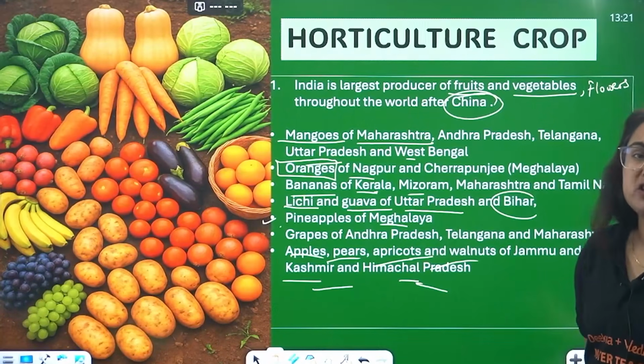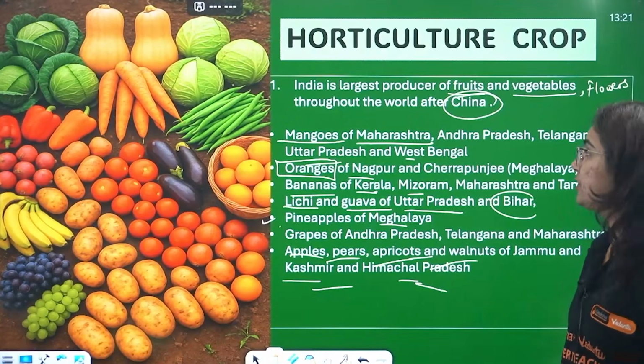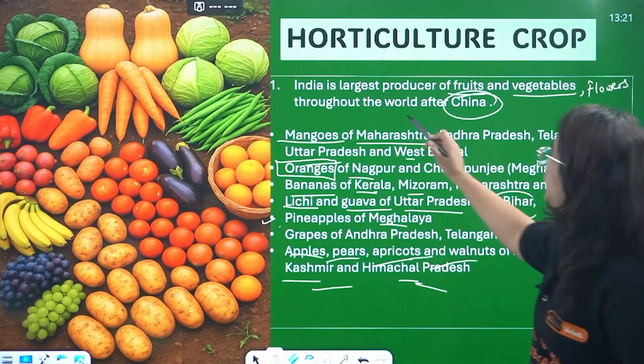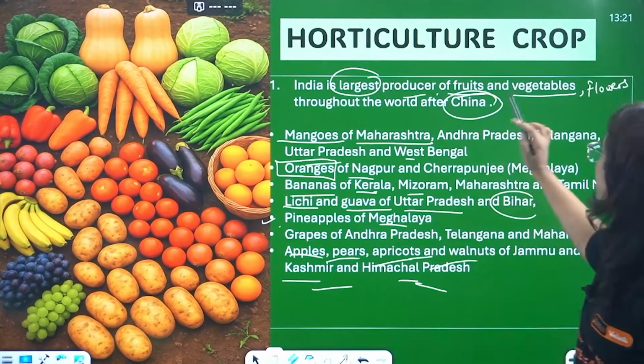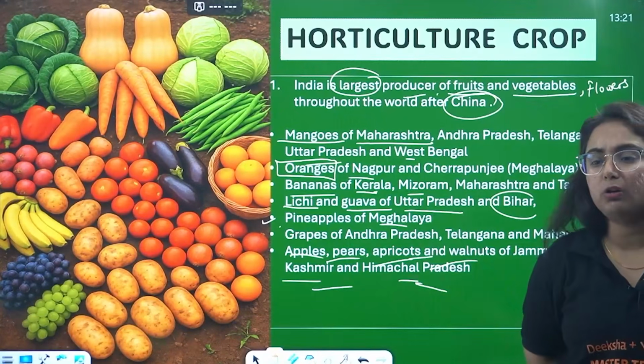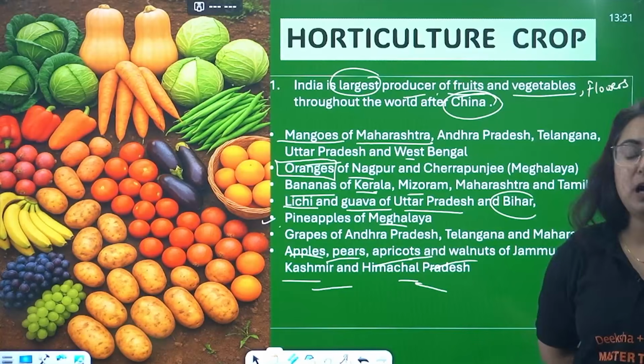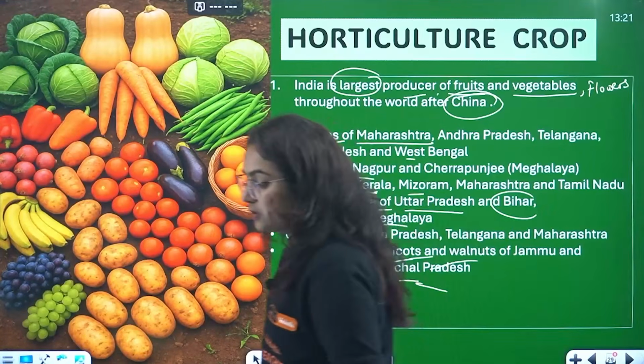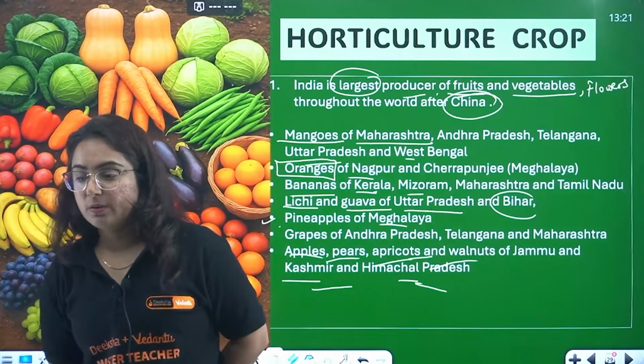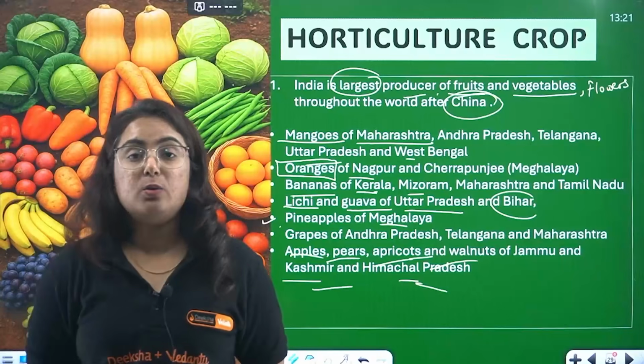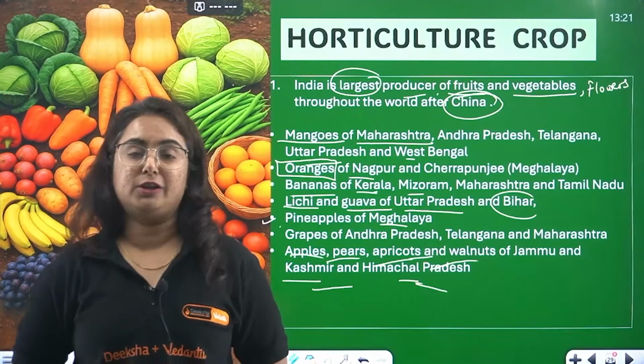One feature that we should never forget about horticulture crops is that India is the largest producer of fruits and vegetables throughout the world after China. We are what, beta? The largest producer of fruits and vegetables. Largest producer of what? Fruits and vegetables in the world after China.